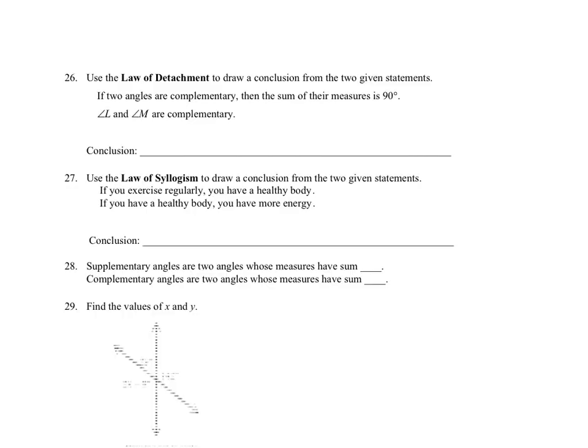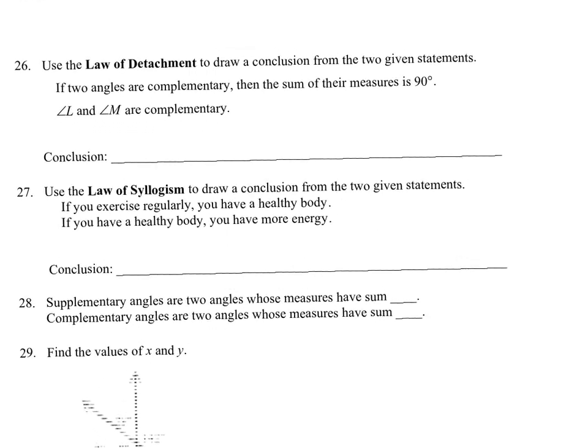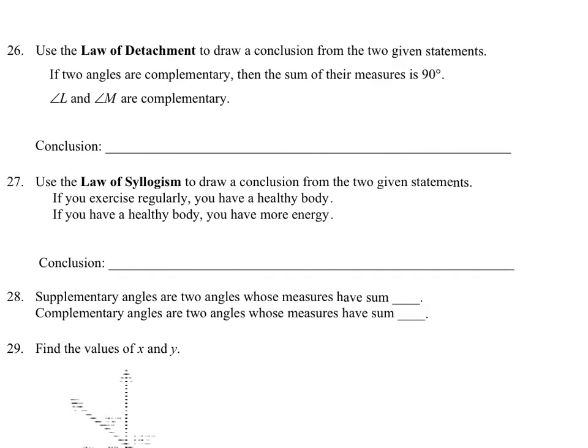Okay, last page here, we're looking at the law of detachment on number 26. Use the law of detachment to draw a conclusion of the two given statements. We have a conditional statement. It starts with the hypothesis. If two angles are complementary, then the sum of their measure is 90 degrees.